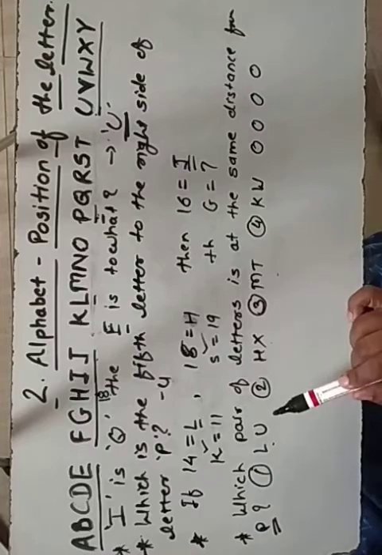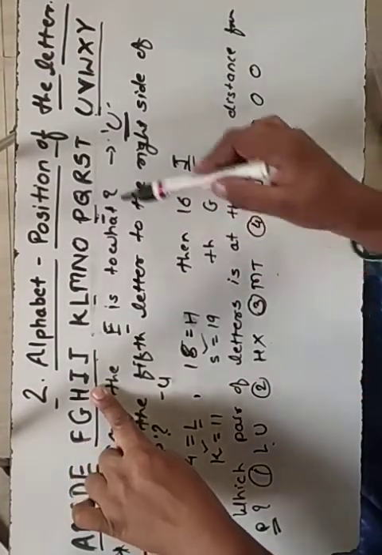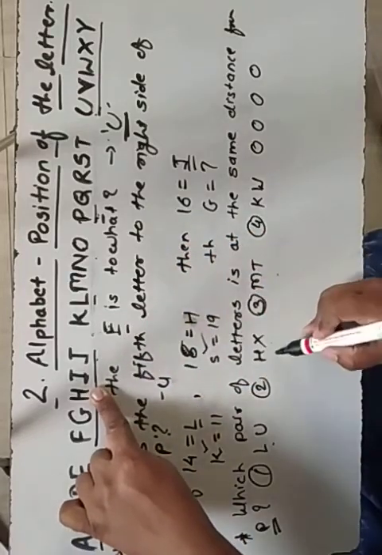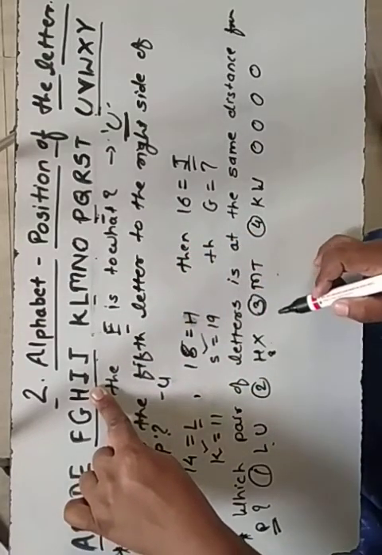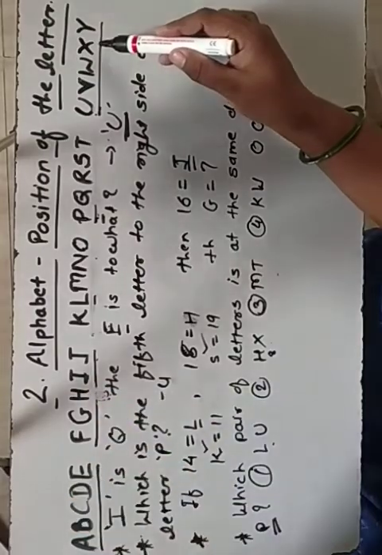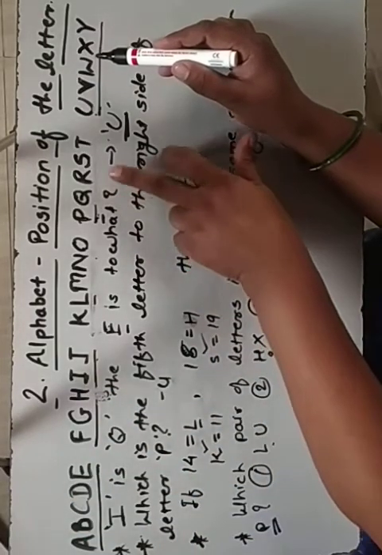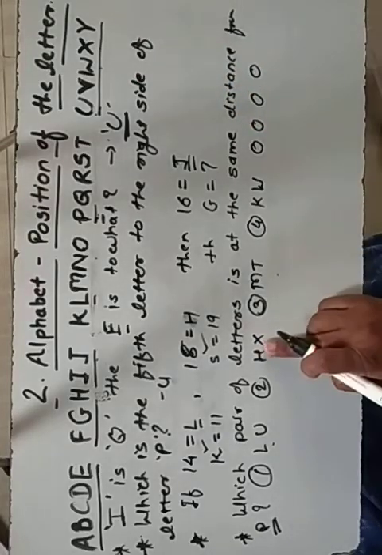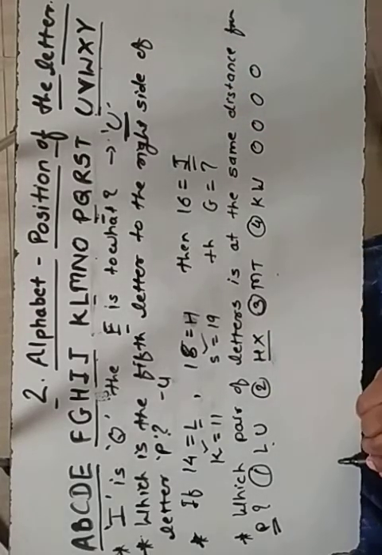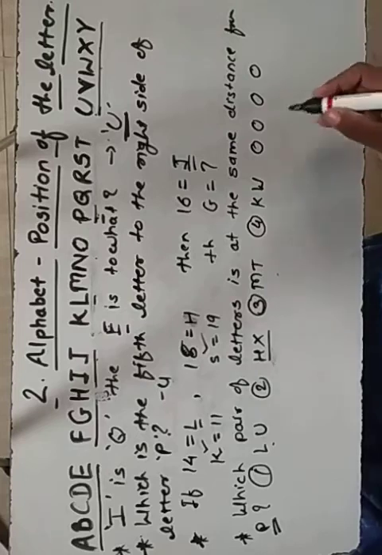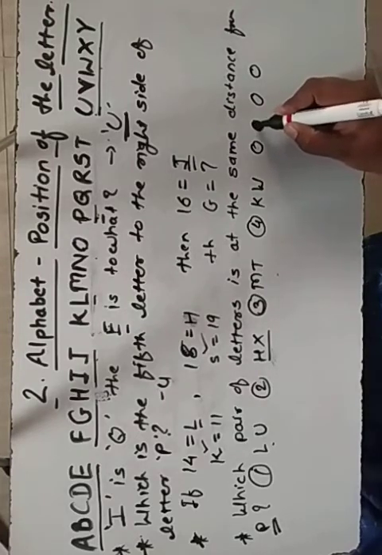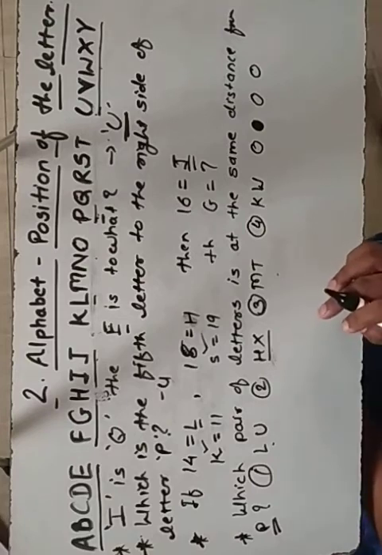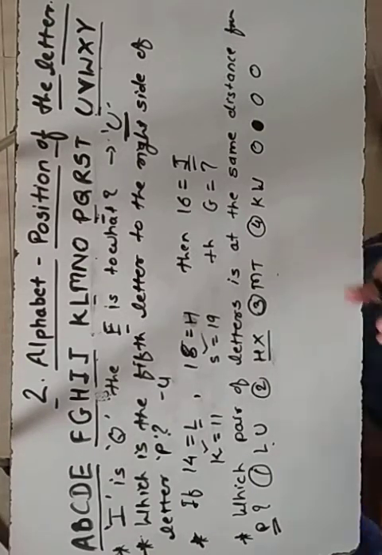Second, HX we will take. H's position from P: 5, 6, 7, 8. H is at the 8th position from P, and X if we check from P: 1, 2, 3, 4, 5, 6, 7, 8. Yes, we got the answer, and it is H, X, and that's why the second is the answer. So you have to circle the second option. This is the question.